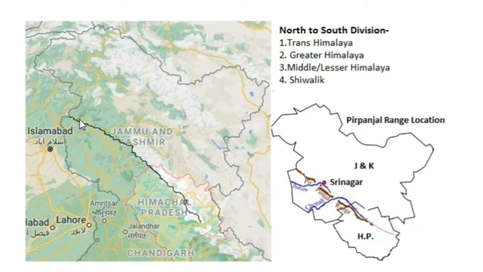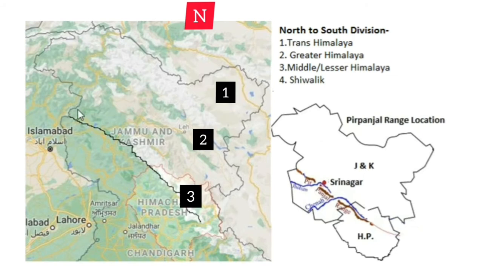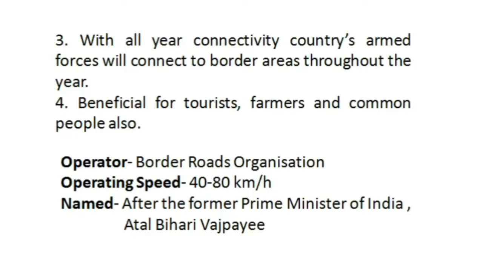If we subdivide the Himalayan region from north to south, then we will get Trans Himalaya, Greater Himalaya, Middle or Lesser Himalaya and Shivalik Himalaya. In the extreme north we have Trans Himalaya, after that we have Greater Himalaya, after that we have Middle and Lesser Himalaya, which includes this Pir Panjal range. In the southern part of this Middle or Lesser Himalaya, we have the Shivalik region.